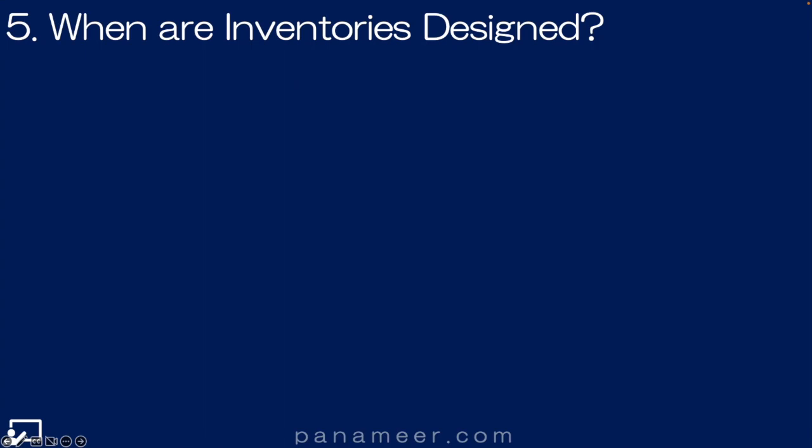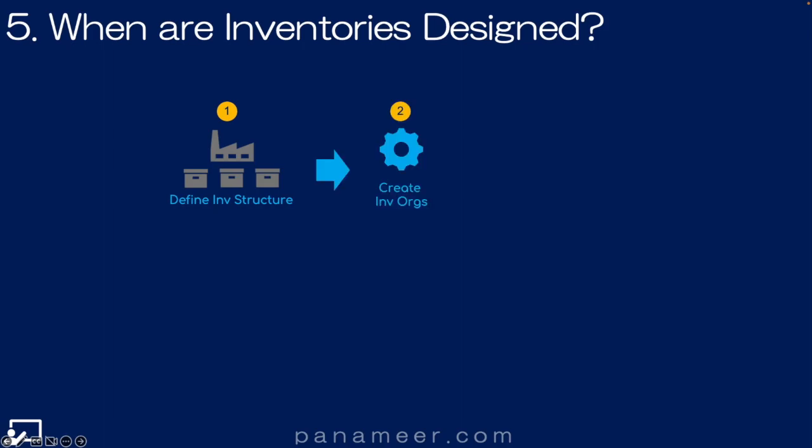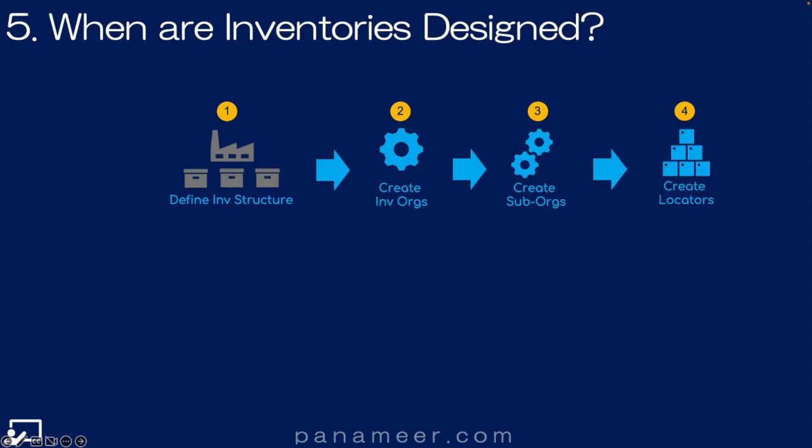And lastly, slide 5, when are they created? Let's walk quickly through the 6-step inventory design process flow. Step 1, outside of the system before you get into Oracle Cloud, define the inventory structure. Step 2, add the inventory organizations. Step 3, add the sub-inventories. Optionally, add locators within the sub-inventory where the items can be stored. Again, think row, rack, bin.